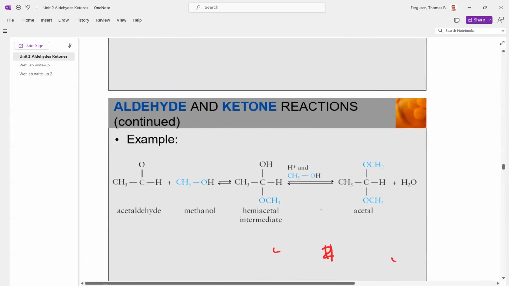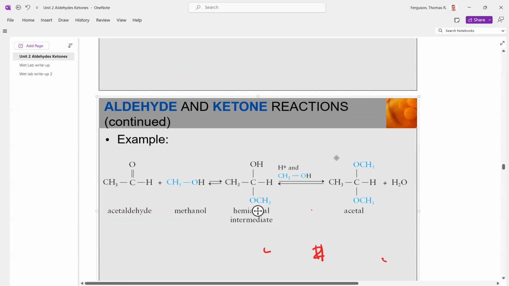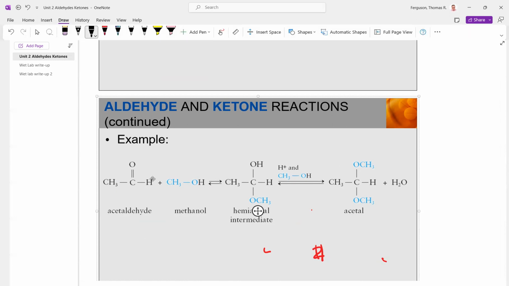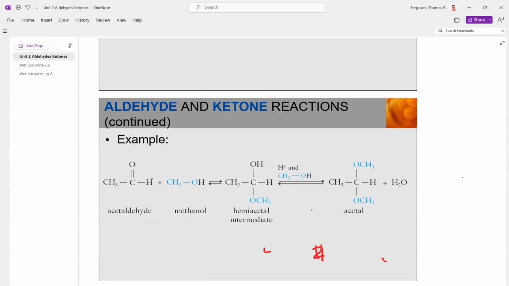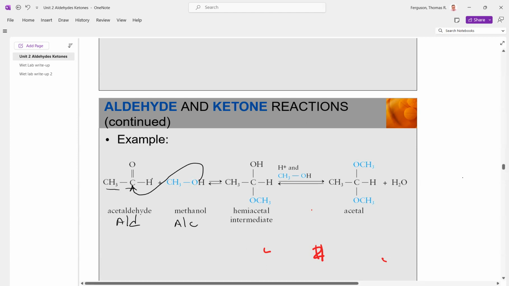So let's look at an example here. All right, so we're starting with an aldehyde, and we're throwing into that an alcohol, and we're going to form something. What happens is that alcohol attaches to the carbon that's double bonded to the oxygen, the carbonyl carbon. So that's where this here is. Now, we've got a new compound formed. We have an OCO.